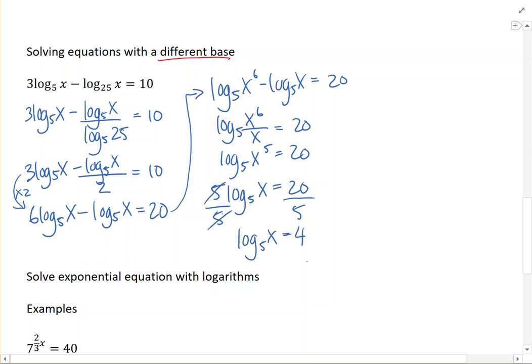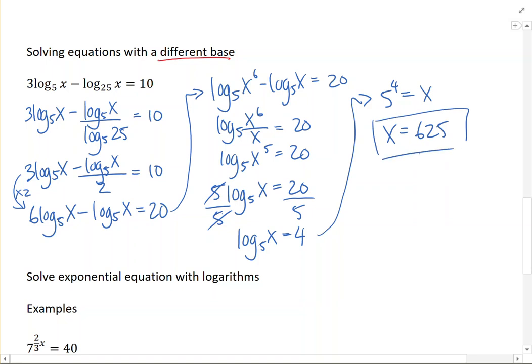Now this becomes quite a simple log equation that we can easily solve. If we change this back to exponential form, that gives us 5 to the 4 equals x. And when you punch that into the calculator, you will know that x equals 625.